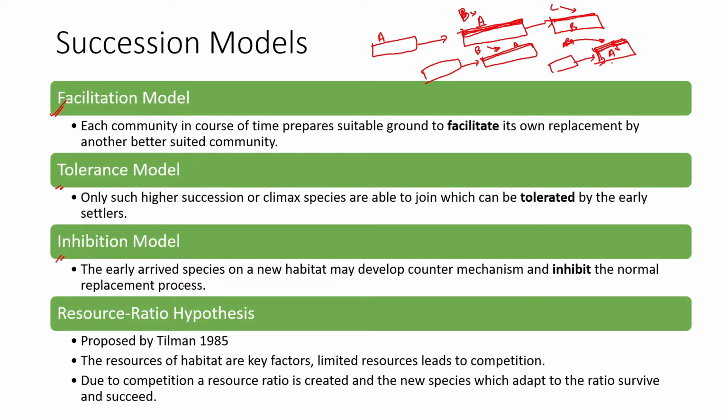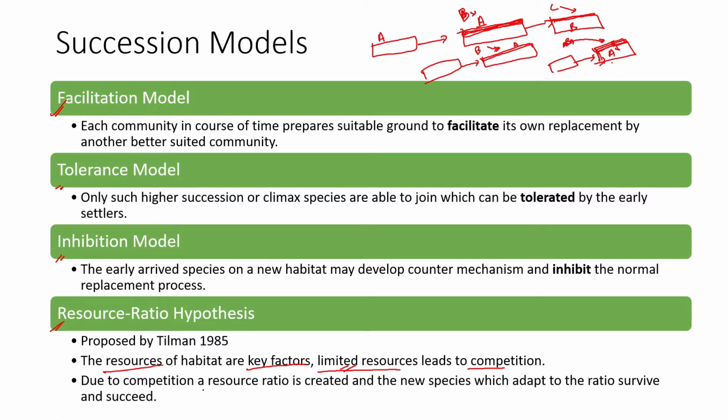Then there is the resource ratio hypothesis, which was proposed by Tilman. He says the resources of the habitats are the key factors, and they determine how a species will occupy or come into that region. If limited resources are available, that will lead to competition, and competition will lead to only one species surviving and other species going off. Only those species which can tolerate and survive in that region will be able to succeed.